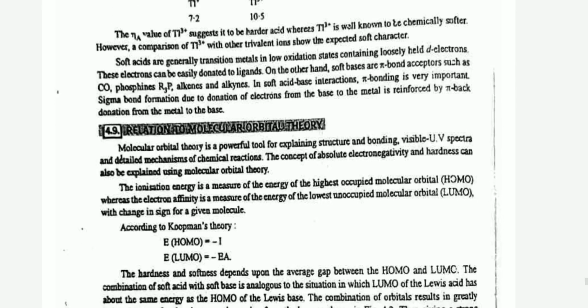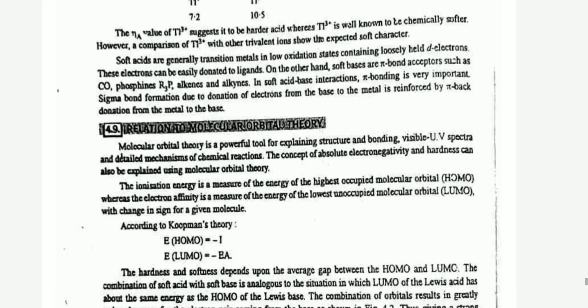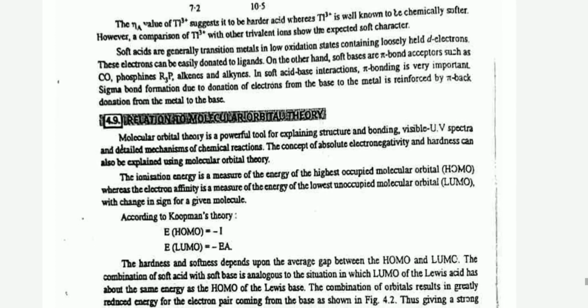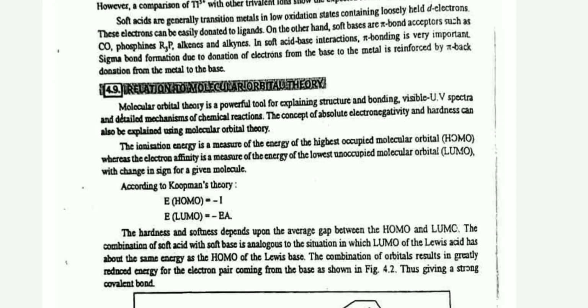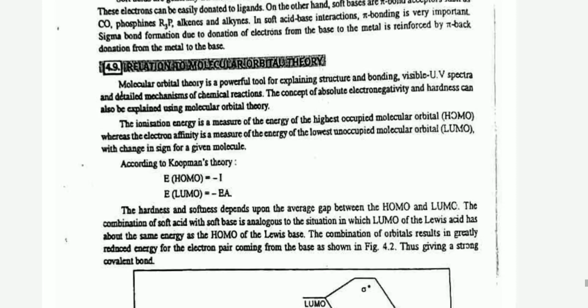Soft acids are generally transition metals in low oxidation states containing loosely held d electrons. These electrons can be easily donated to ligands. On the other hand, soft bases are pi bond acceptors such as CO, phosphines, R3P, alkenes, and alkynes. In soft acid base interactions, pi bonding is very important. Sigma bond formation due to donation of electrons from the base to the metal is reinforced by pi back bonding from the metal to the base.